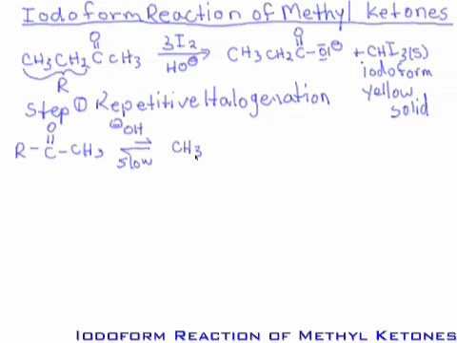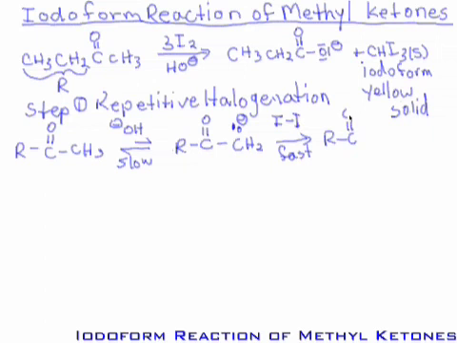I'm not going to draw the resonance contributor because we've seen that before. So I'll just draw it as a carbanion because that's the reactive species. And then it reacts with I2, iodine. This is a fast step. And it creates RC double bond O, CH2, I plus I minus.